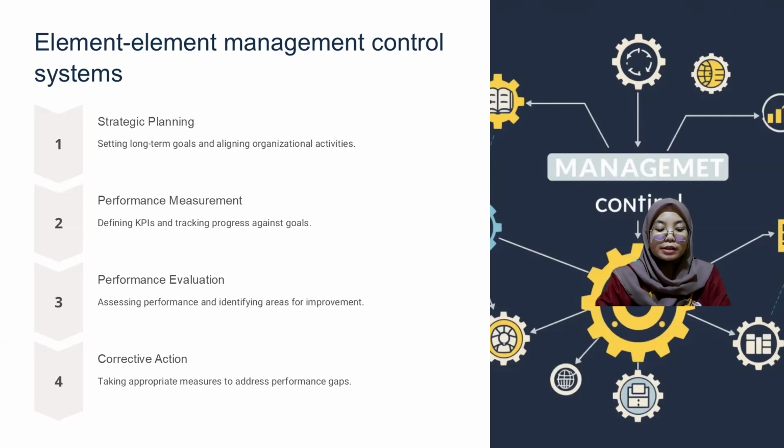The next is performance evaluation. Assessing performance and identifying areas for improvement. Once the data is gathered, performance evaluation helps assess how well the organization is doing. It identifies strengths, weaknesses, and areas where improvement is necessary. The next is corrective action. Taking appropriate measures to address performance gaps. When performance gaps are identified, corrective actions are taken to resolve issues. This step ensures that problems are addressed and the organization can continue moving toward its goals. Okay, those are the elements of management control system.